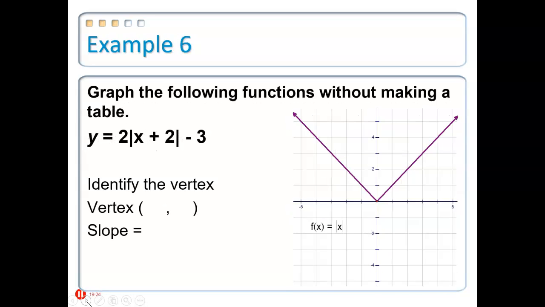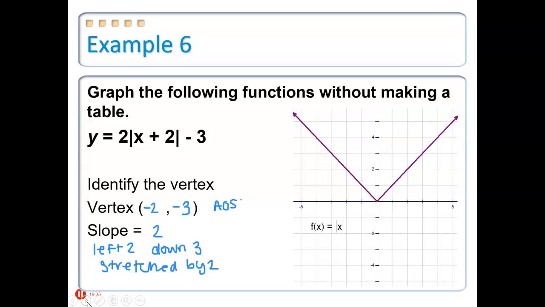Okay, let's graph the following once again. The a value is 2. The vertex is the opposite of the inside. So -2, -3. That means that this graph is left 2, down 3, and stretched by 2.